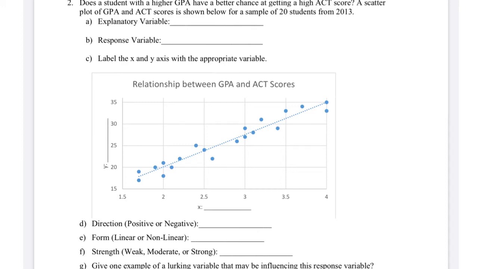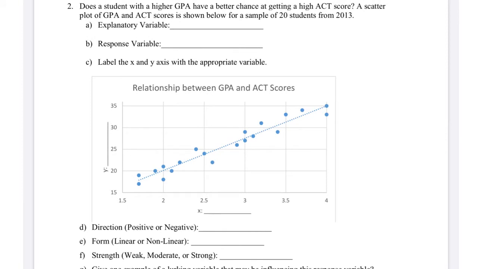Number 2 on the test review is still talking about correlation. It says, does a student with a higher GPA have a better chance of getting a high ACT score? A scatter plot of GPA and ACT scores is shown below for a sample of 20 students from 2013. We want to know what's the explanatory and the response.